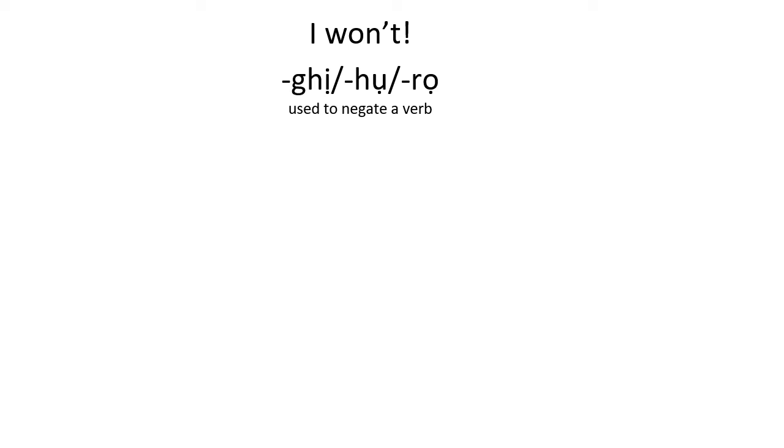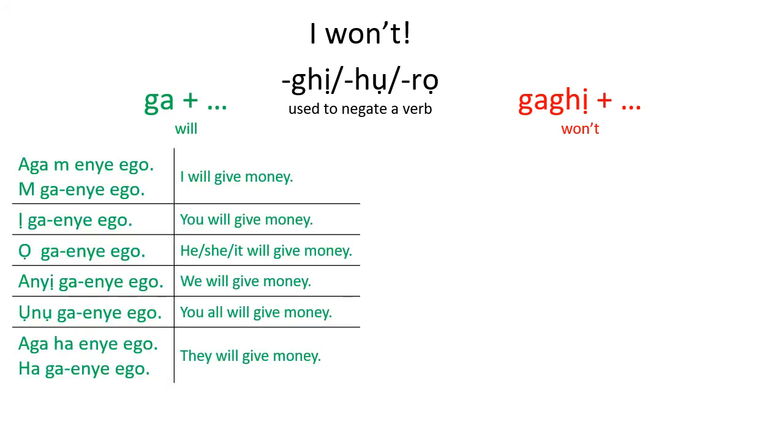So you already know the ga verb form for will do something or will happen. Ga plus another verb in its participle form. Now you're going to learn about the agaghị verb form for won't do something or won't happen. Here's where we left off. I've kept inye, to give, as the main verb, and ego, money, as the thing being given. So here are the examples.